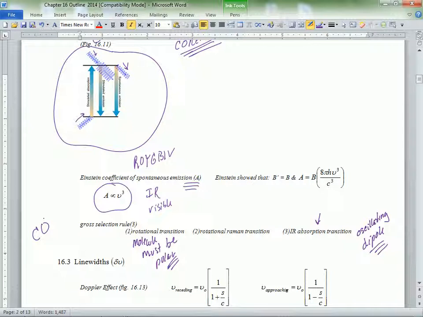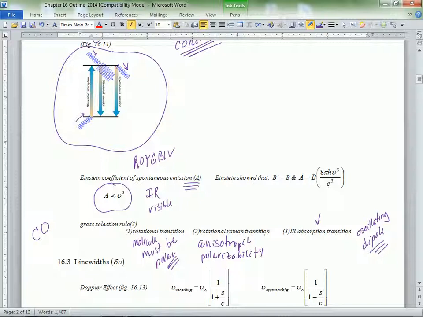Rotational Raman transitions. This gross selection rule: anisotropic polarizability. Now remember, I was talking about how Raman is a fantastic detector because pretty much everything scatters radiation. So anisotropic polarizability must be something that most every molecule can exhibit. And what's the difference? Well, hit the word polarizability first.